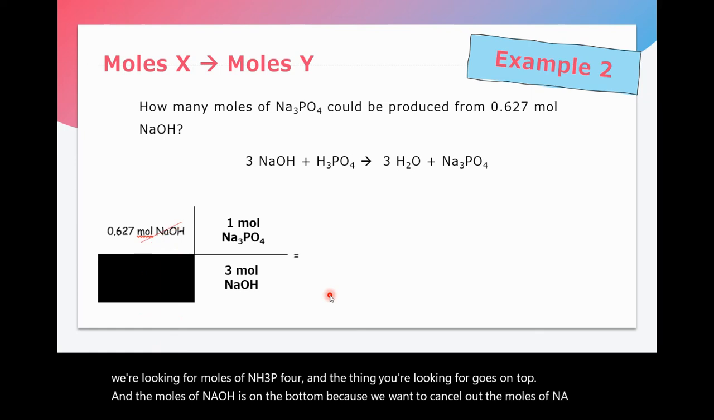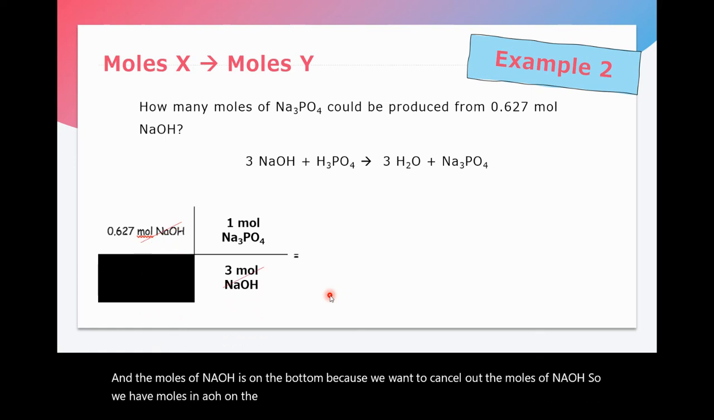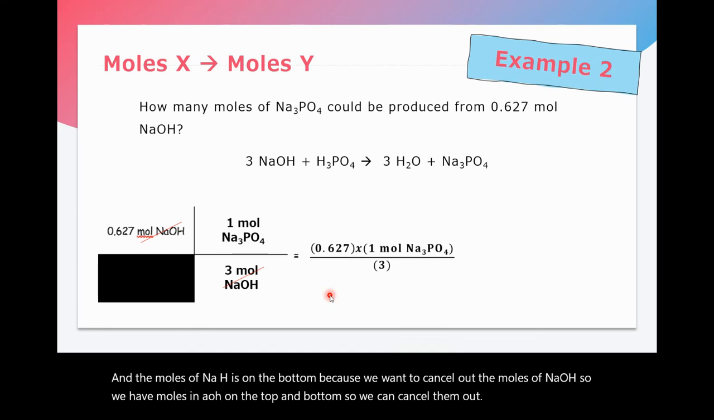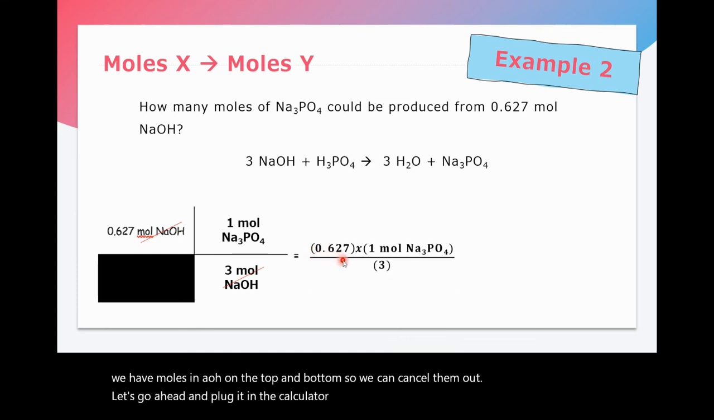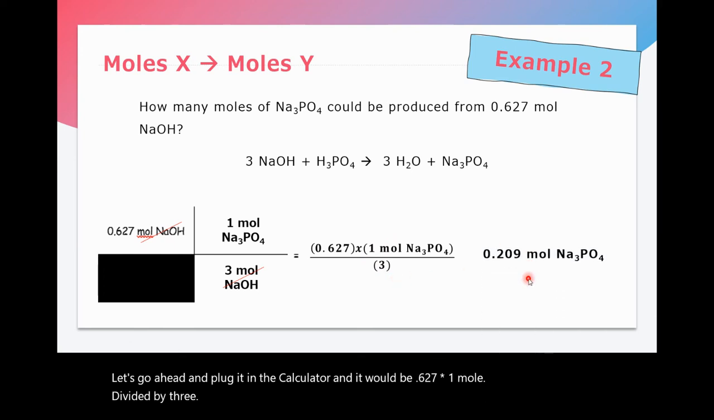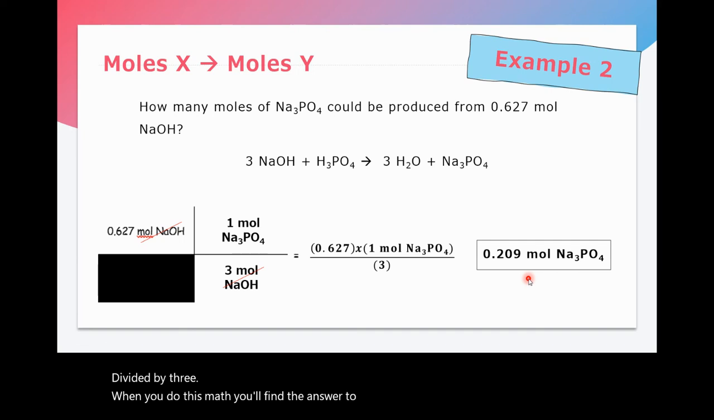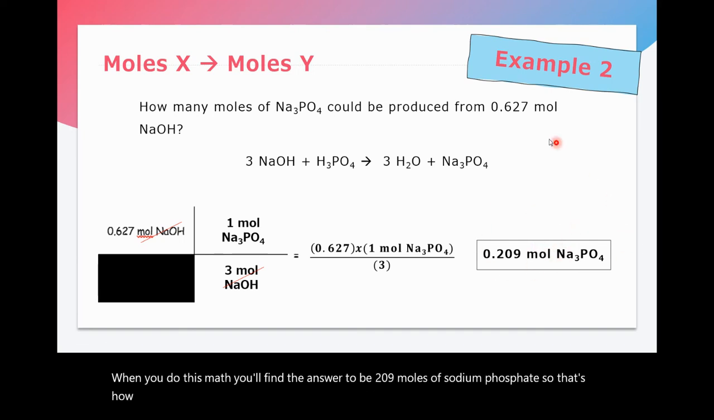So we have moles of NaOH on the top and bottom, so we can cancel them out. Let's plug it in the calculator, and it would be 0.627 multiplied by 1 mole divided by 3. When you do this math, you'll find the answer to be 0.209 moles of sodium phosphate. So that's how many moles we could produce if we started with 0.627 moles of NaOH.